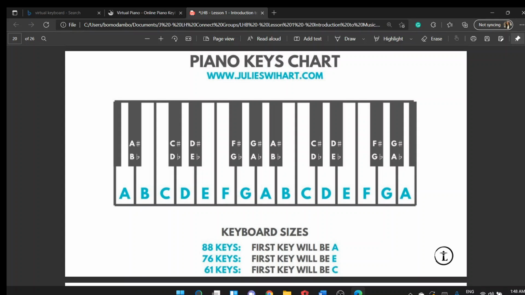Now remember that I said not all keyboards start with C at the beginning, so this one starts with an A or something. For a keyboard with 88 keys, the first key is A. For the keyboard with 76 keys, the first key is E, and for a keyboard with 61 keys, C. But you don't need to memorize that. All you need to know is the location of C based on these sets. So that would be C, and that will be F. I've said this like a million times, so by now you should remember that.